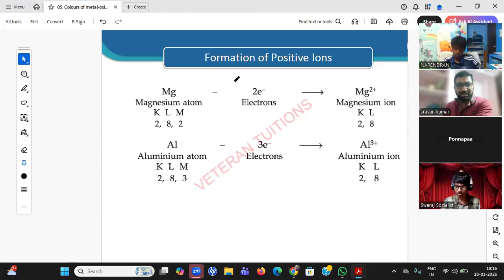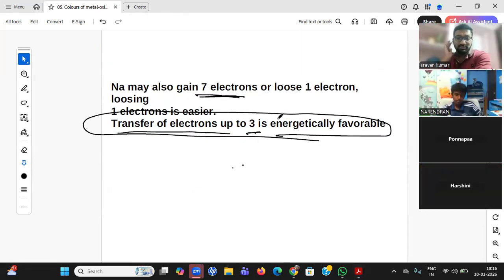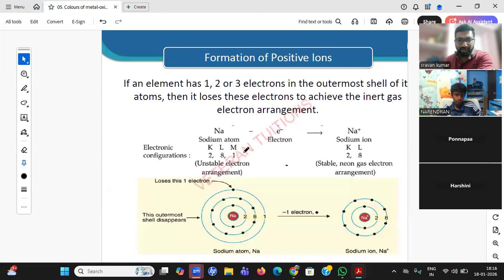Magnesium. Yes, Narendra? Is it possible to give 7 electrons? No sir, it is not possible, I said. In this case, you could give 7 electrons or remove 1 electron, but this is the energy efficient condition. I said it's not possible to go and play with more than 3 electrons.